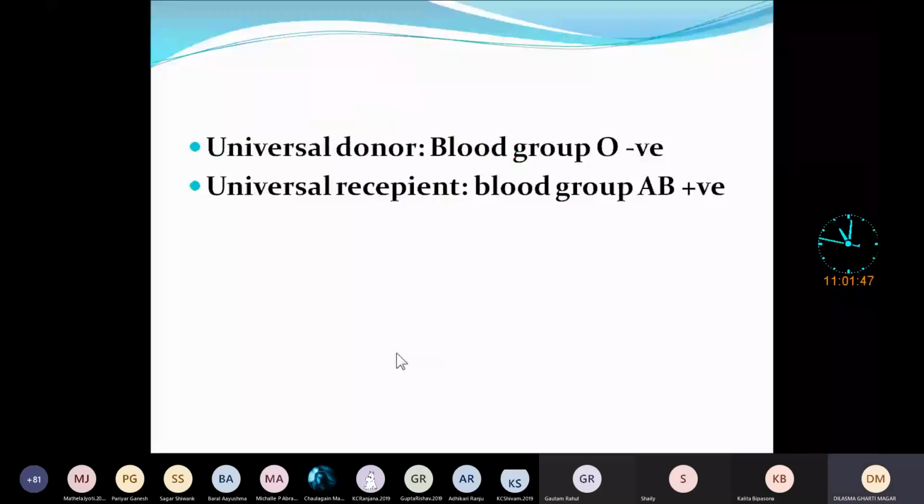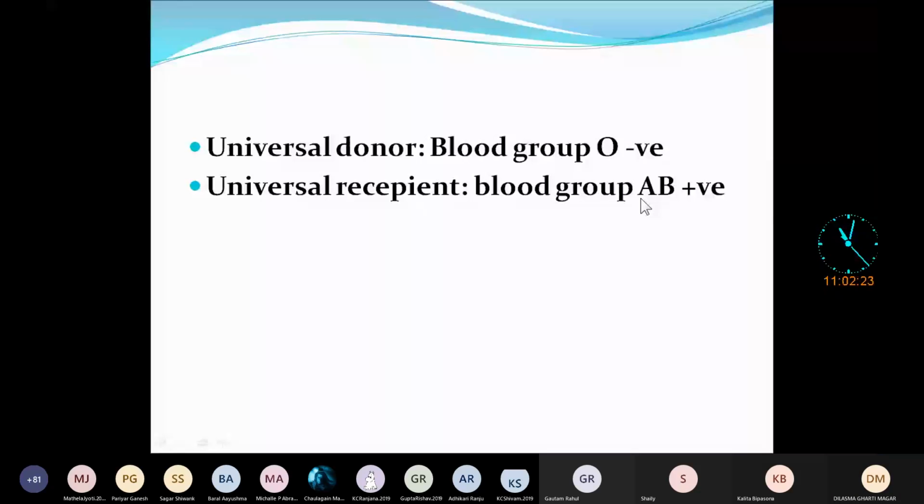Now, this may be asked. Usually we don't do this, the universal donor or the universal recipient, but still you should know which blood group is known as the universal donor and which blood group is known as the universal recipient. The donor is blood group O negative. In case of blood group O, there is no antigen on the surface, and there is no D antigen also, isn't it? So the universal donor is the blood group O negative, and the universal recipient is the AB blood group, that is AB positive. Understood here?